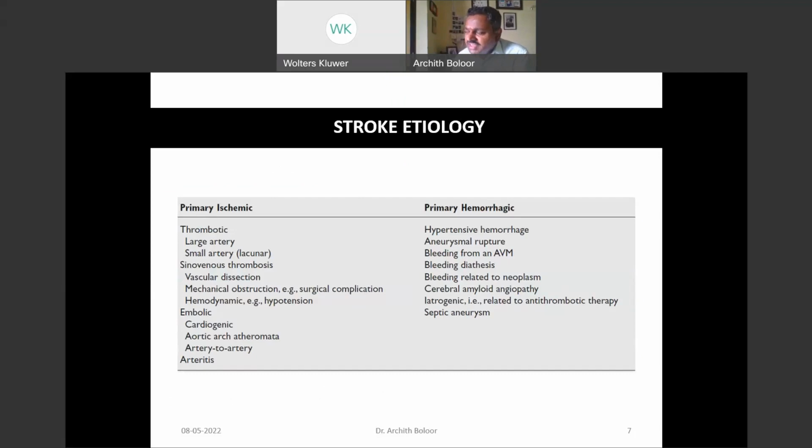So the basic classification of stroke is the same. You have a primary ischemic and a primary hemorrhagic. The primary ischemic could be thrombotic or embolic, and thrombotic could be arterial, or it could be due to mechanical obstruction or maybe severe hypotension. Embolic arising from cardiac or from arteries. And you have the third category that you have to remember, which actually is thrombotic itself, but it is the inflammation of the vessels.